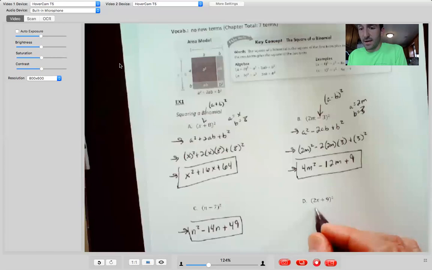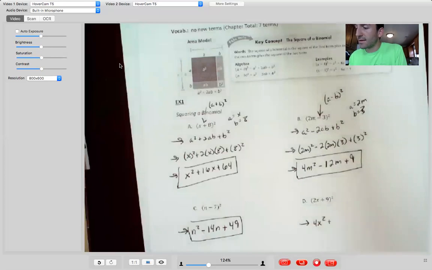Okay, and then this guy right here, the only difference is it's going to be a plus 2ab. So first term is 2x to the second power, so that'd be 4x squared. Next term is going to be plus, because it's got a plus sign there. 2 times that, so 2 times 2 is 4, times 9 is 36. Don't forget the x, because we actually multiply by 2x instead of just 2. And then the last term is plus 9 squared, so plus 81.